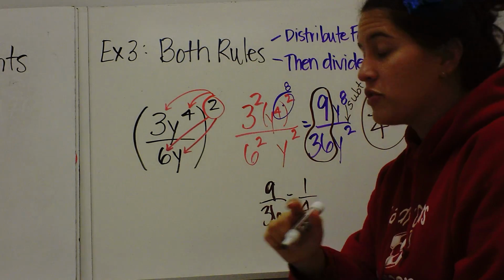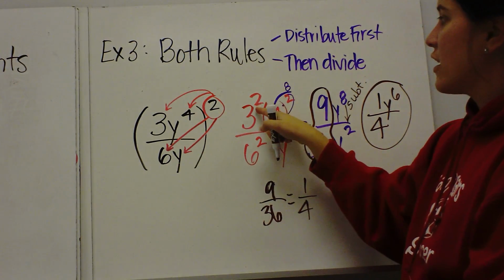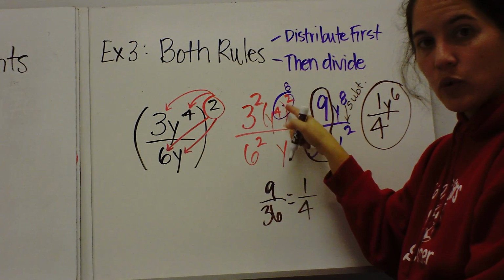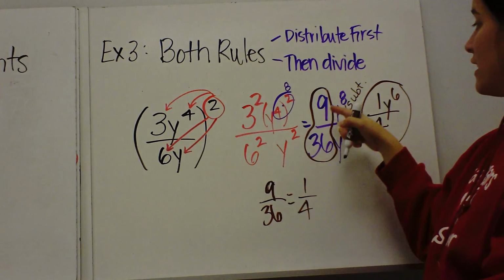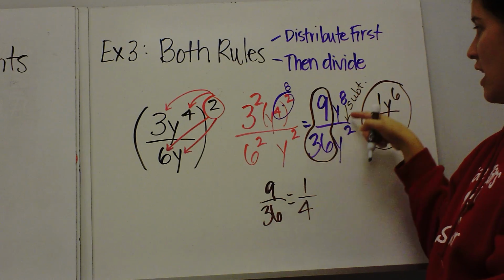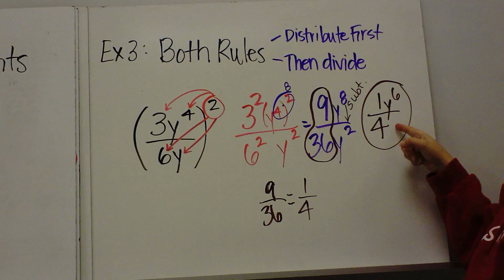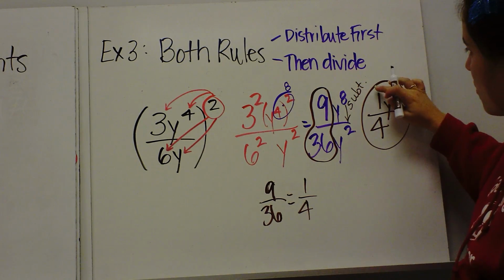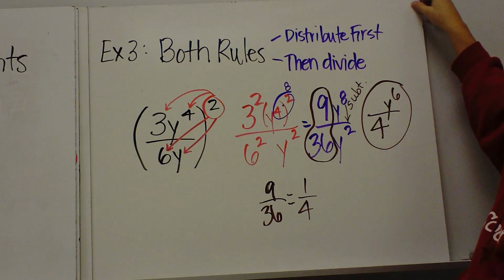So I'm going to just review one more time. I distributed. I used my power to a power rule. Then I simplified my fraction, and I used my power rule to subtract. So my final answer, and you don't really need that 1, is y to the 6 over 4.